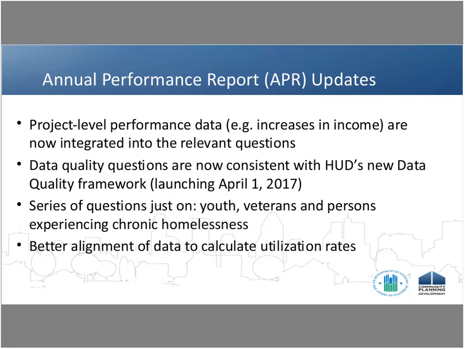There are a few updates to the annual performance report questions. Now project level performance data is going to be integrated directly into the questions rather than having an additional standalone question that's looking at the performance level data. The data quality questions have now also been updated with HUD's new data quality framework, which was launched on April 1st, 2017. And probably most exciting is the ability for us to now look at cross-cutting data on special populations such as youth, veterans, and persons experiencing chronic homelessness.